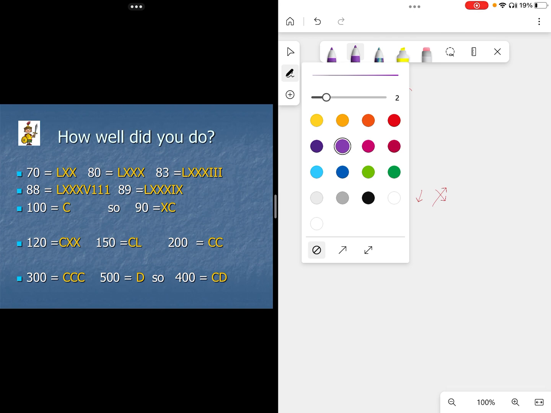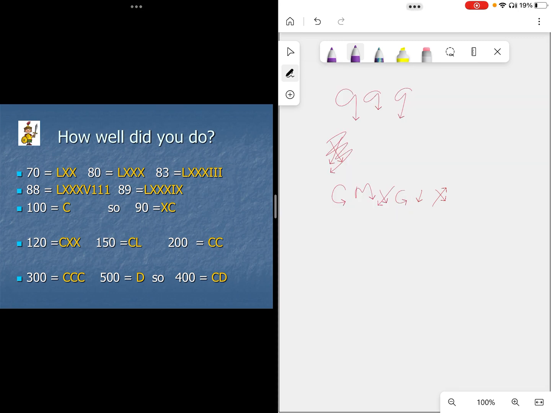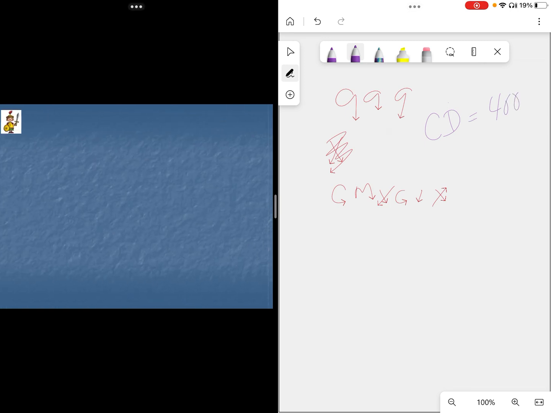100 would be C, so 90 is XC. 120 would be CXX. 150 would be CL. 200 would be CC. 300 would be CCC. 500 is D, so you could go CD behind it and write simply CD for 400. All right, let's go to the next slide.